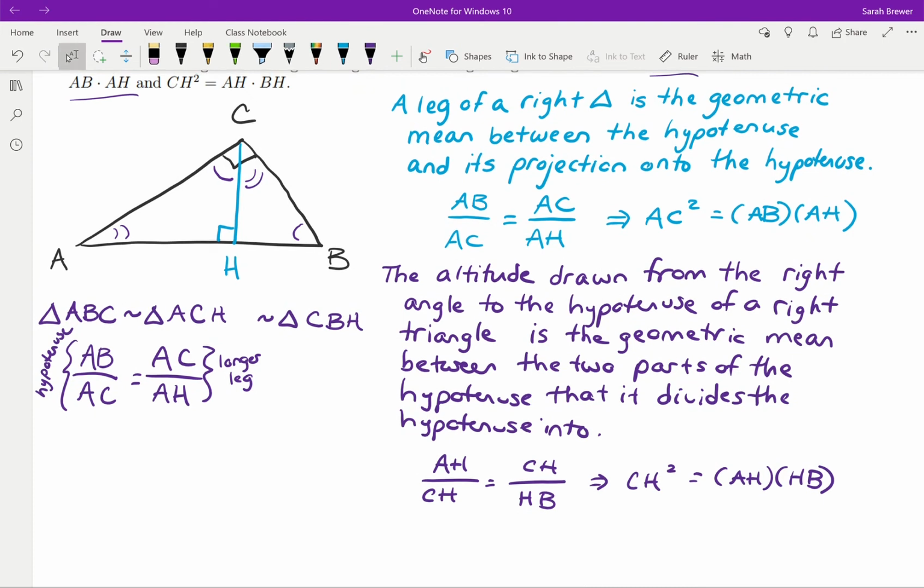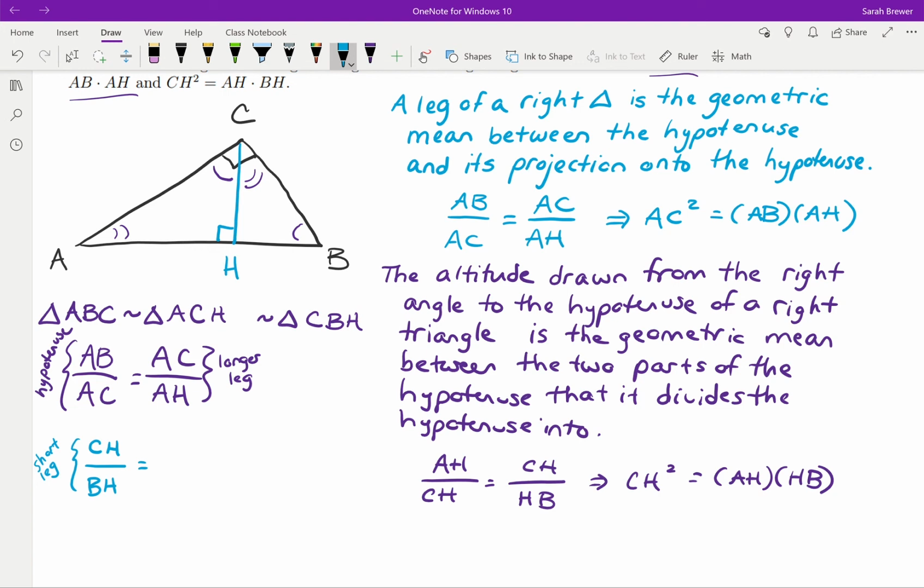And then if I'm trying to work with CH, AH, and BH, what I'll set up, let's see, CH is the shorter leg of the medium triangle, and BH is the shorter leg of the smallest triangle. So these are my short legs. And so then I want to set up medium leg. So CH is also the medium or the longer leg, the medium length side of my smallest triangle.